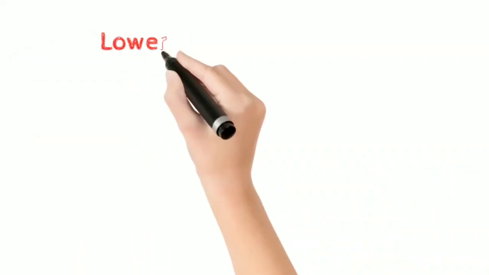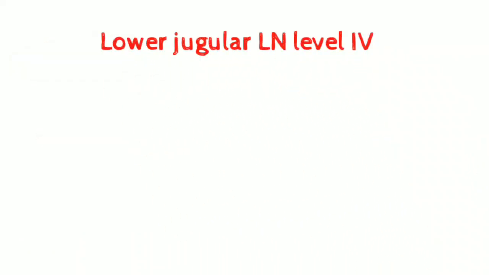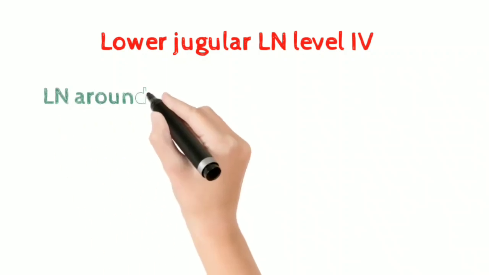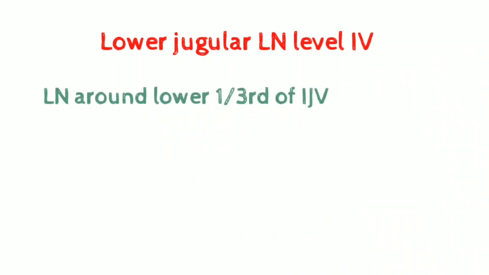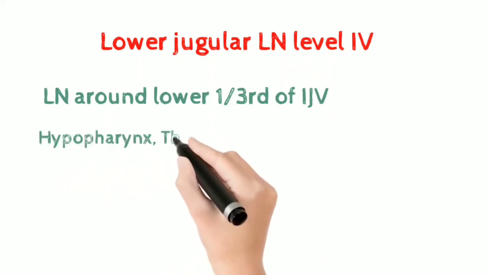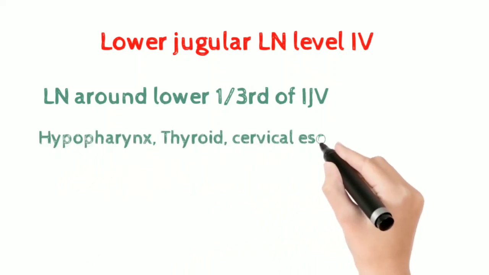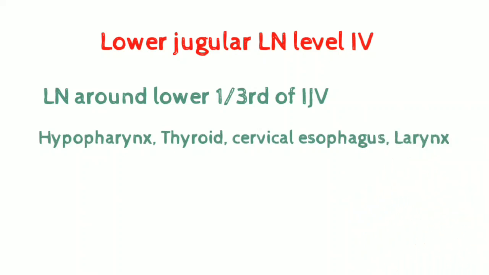Next is level 4, or the lower jugular lymph nodes. These are the lymph nodes around the lower one-third of the internal jugular vein, and it extends from the inferior border of the cricoid cartilage to the clavicle below. It is at risk for metastasis from the hypopharynx, thyroid, cervical esophagus and larynx.